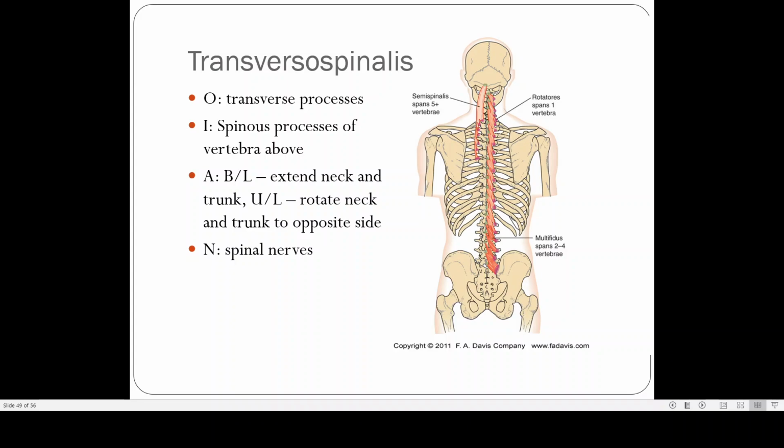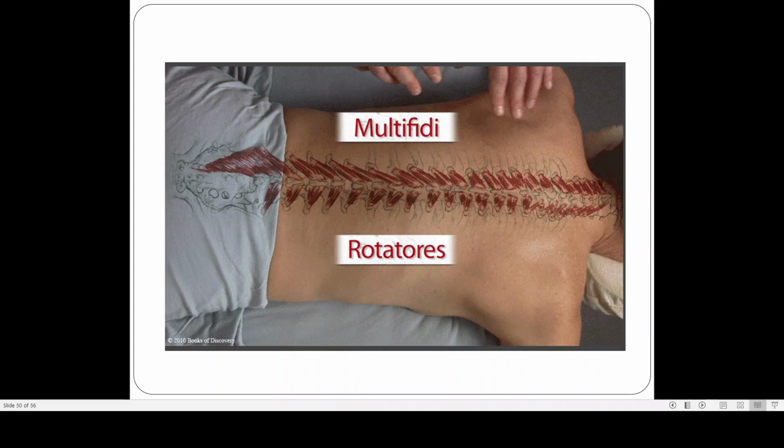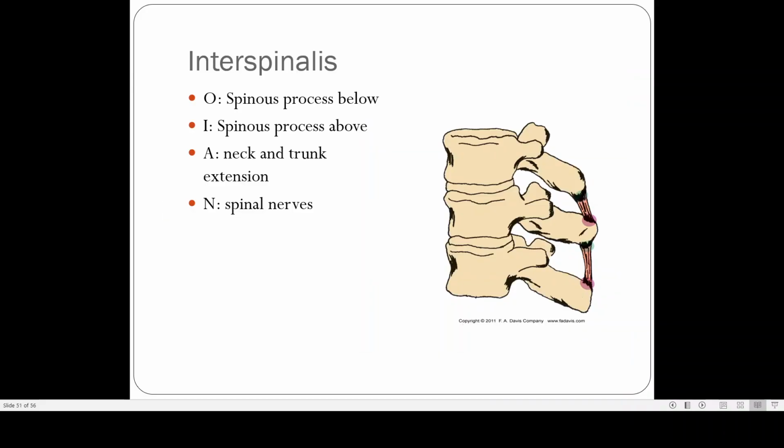Bilaterally, they extend the neck and trunk. Unilaterally, they rotate to the opposite side, and they are innervated by spinal nerves. Here you can see, depending on how far they're spanning. Interspinalis muscles just go from the tip of the spinous process below to the tip of the spinous process above. So it's a series of short muscles that are all the same, but start and stop at each spinous process. They cause extension, and they have various spinal nerve innervations at each level.